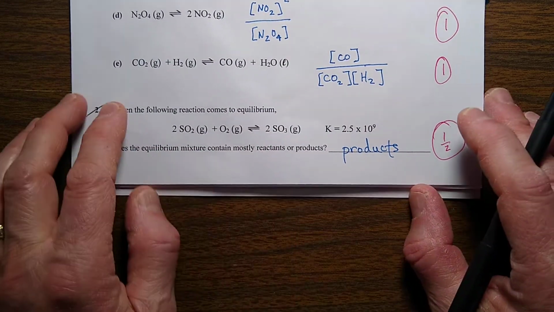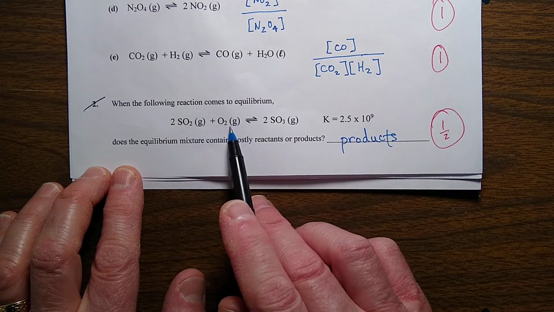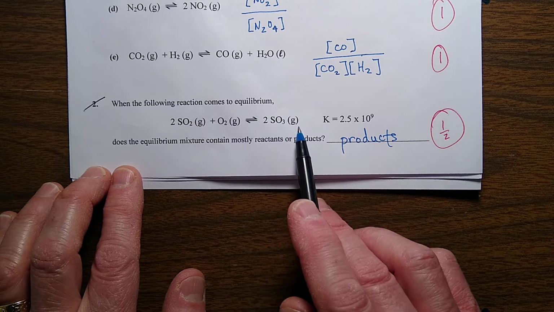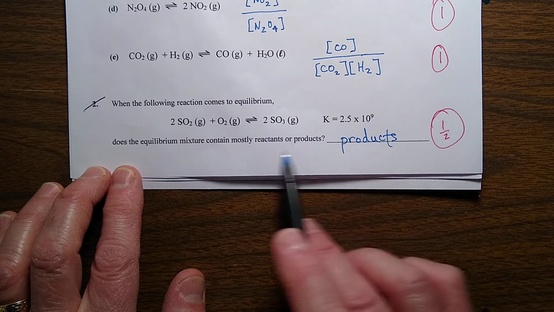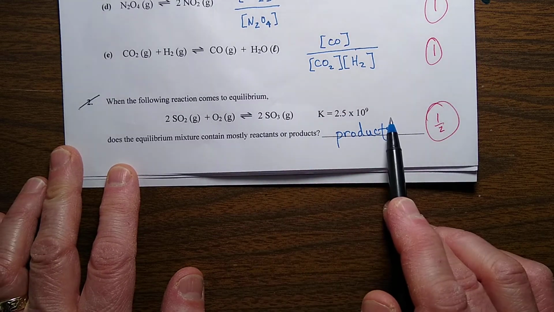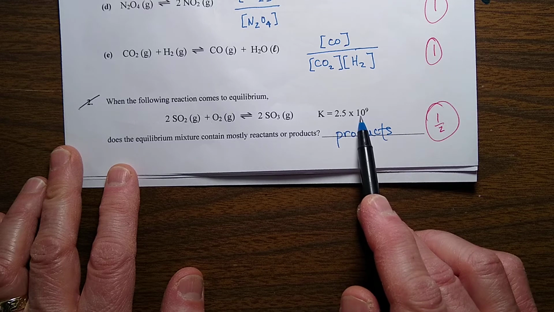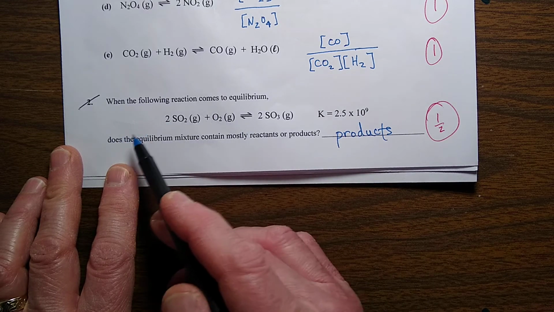is the proper answer. This number 2 problem, you got 2 moles of SO2 gas reacting with oxygen to give you 2 moles of SO3. It's got a very large equilibrium constant. It means it favors the products. If K is much larger than 1, the equilibrium lies far to the right. If the equilibrium constant is much smaller than 1, the equilibrium lies to the left.